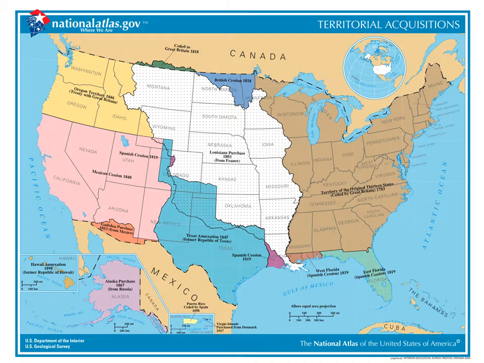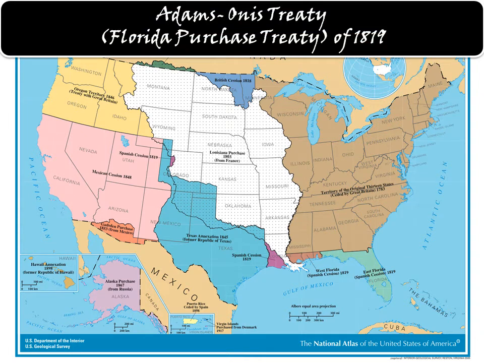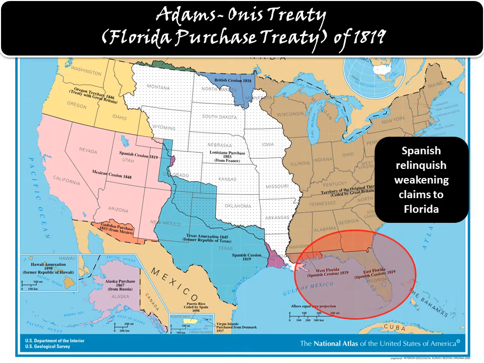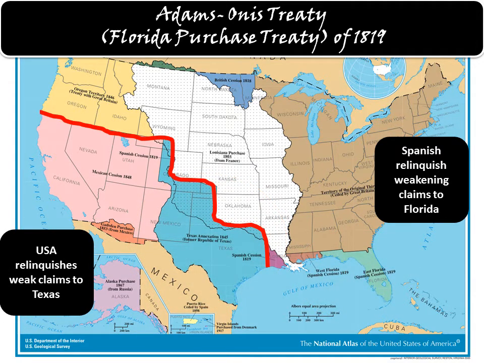A second treaty that was made during the period of nationalism under James Monroe was the Adams-Onis Treaty of 1819. This treaty ended up with Spain relinquishing its claims to Florida and its weak claims to the Oregon Country, while the U.S. gave up its weak claims on Texas. It also created a zigzag border, marking the southwestern edge of the U.S.'s Louisiana Purchase.